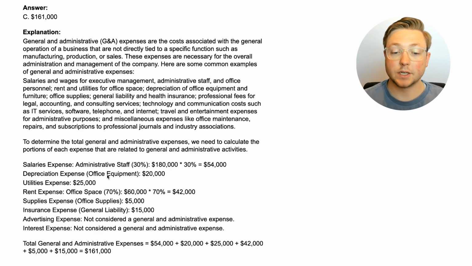Then there was the depreciation expense for office equipment. Again, this was equipment that's being used in the office generally, $20,000. Utilities expense, rent expense for office space, they use 70% of the office space for administrative purposes or general purposes. So that means $42,000 of the $60,000 is for general and administrative expenses.